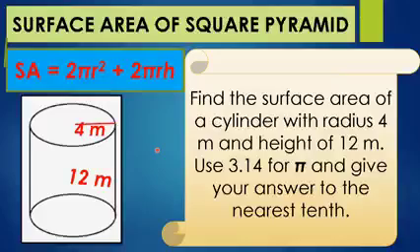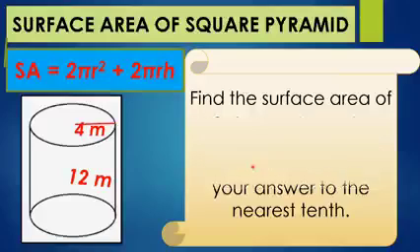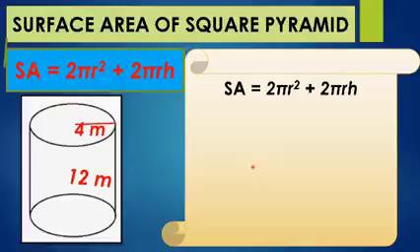Okay? When we talk about the radius, that is the length, okay, from the center of your circle to any point of your circumference. Yun yung radius. Okay, then gagamit tayo ng 3.14 as the value for our pi. So copy the equation. We have SA is equal to 2 pi r squared plus 2 pi r h. Next step is to substitute yung mga givens natin.